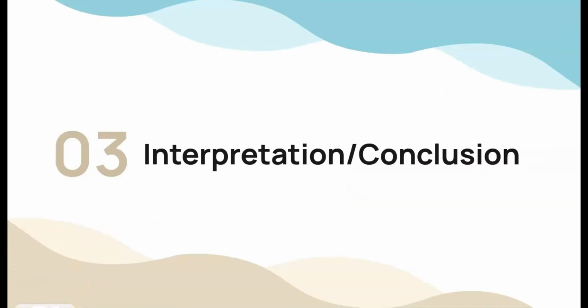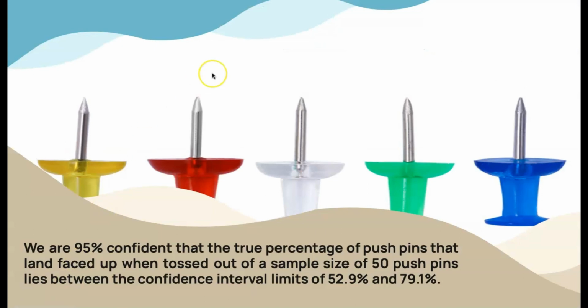So, moving on to the next slide, interpretation and conclusion. With that, we are 95% confident that the true percentage of push pins that landed face up when tossed out of a sample size of 50 push pins lies between the confidence interval limits of 52.9% and 79.1%.